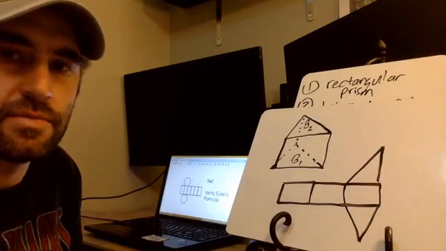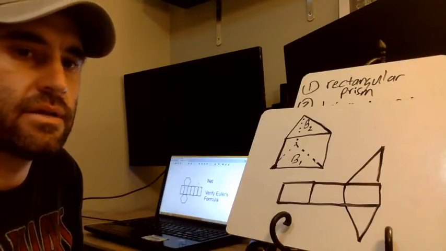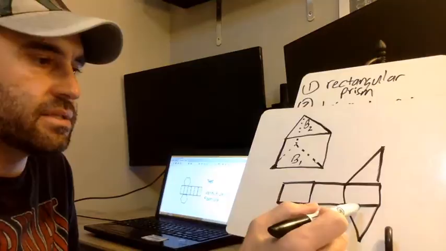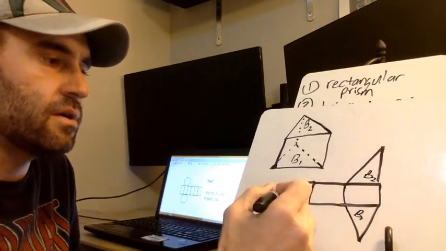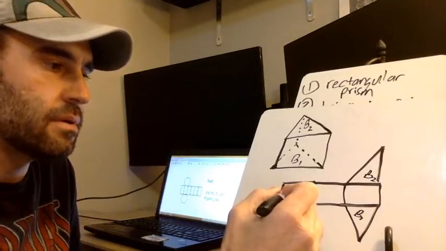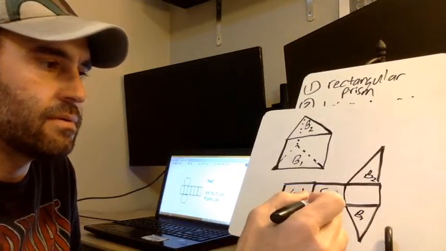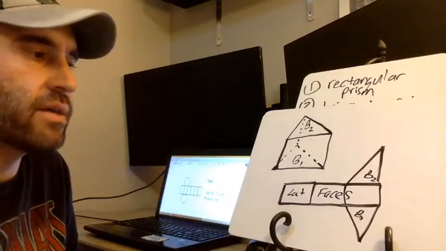All right, little spaceship there. So you can see here are the two bases. There's a base, there's a base, and these are all lateral bases. They have to be rectangles.